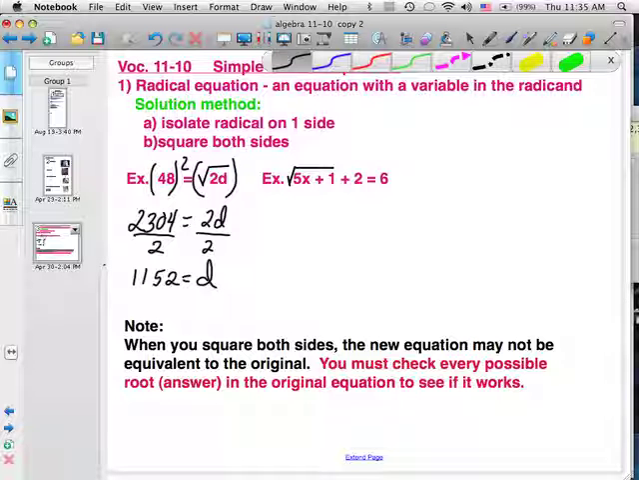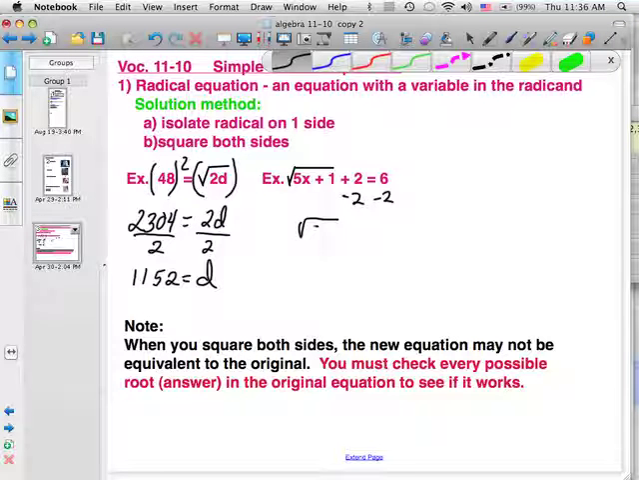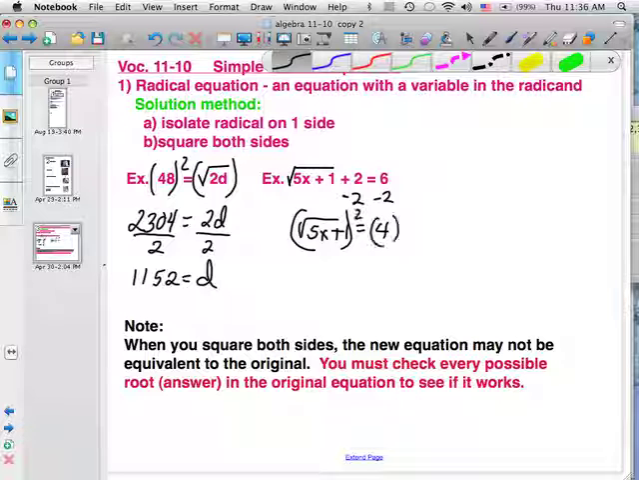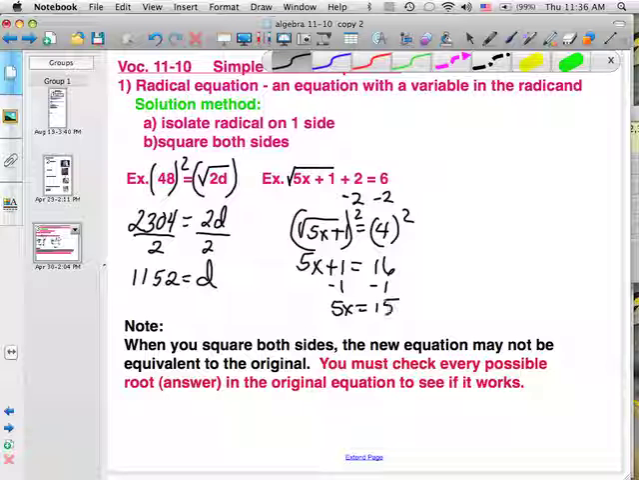In the second example here, we have to isolate the radical on one side, so we have to subtract 2. So we get the square root of 5x plus 1 equals 4. Now we can square both sides to get rid of the radical. So we get 5x plus 1 equals 16. Subtract the 1, and we get 5x equals 15. Divide by 5, and x equals 3.